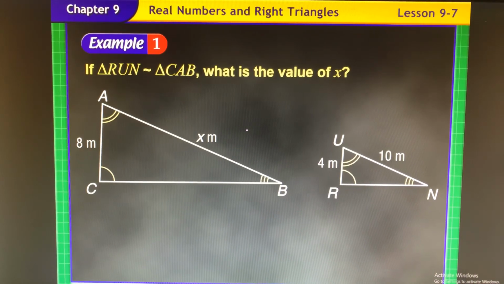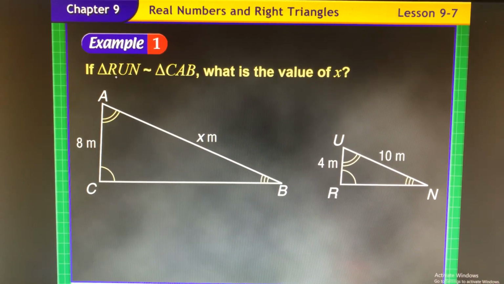So how are they similar? Their sides aren't similar, definitely no, but their angles are congruent. And the arcs that they make indicate which angle matches which angle. So you can see that angle A, 2 arcs, is congruent to angle U, 2 arcs. Angle C, 1 arc, is congruent to angle R, 1 arc. And angle B, 3 arcs, is congruent to angle N, which has 3 arcs.